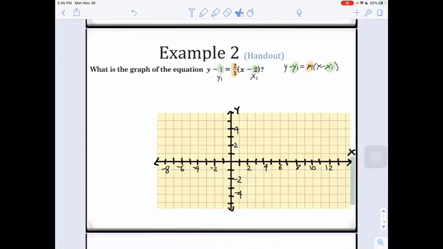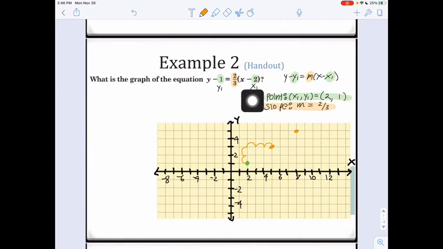Section 3.4 example 2 says: what is the graph of the equation y minus 1 equals 2 over 3 times (x minus 2)? Remember that the point-slope form is y minus y1 equals m times (x minus x1). So the pieces I highlighted in green correspond to y1 and x1, which gives us a starting point. And then the piece in orange outside the parentheses on the right-hand side is the slope. So we're going to start with this point, x1, y1, and use the slope to create some new points.